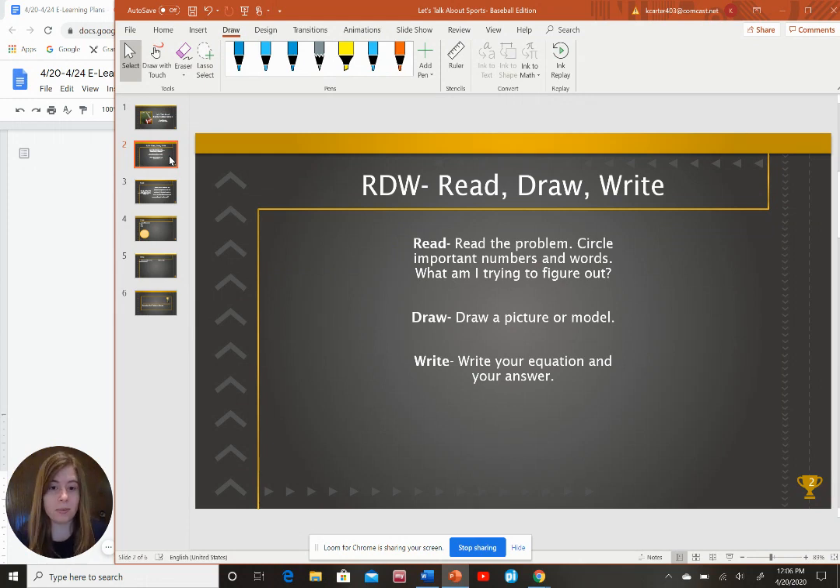Then we move on to step number 2, which is to draw a picture or a model. Sometimes we use things called manipulatives, which can be like base 10 blocks, or we can just draw a picture with pencil and paper, or sometimes we create a model using objects that we have. And then lastly, step 3 is to write. We write our equation and our answer, sometimes in a sentence, but really we just need to wrap up the problem and give our answer. All right, so those are our 3 steps.